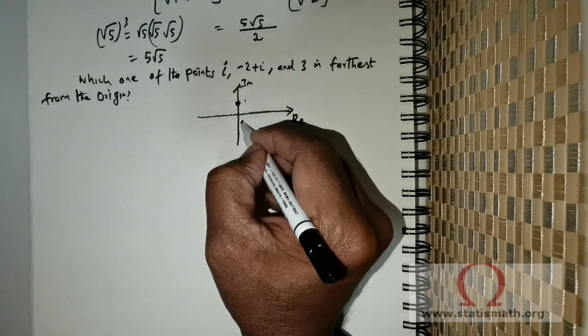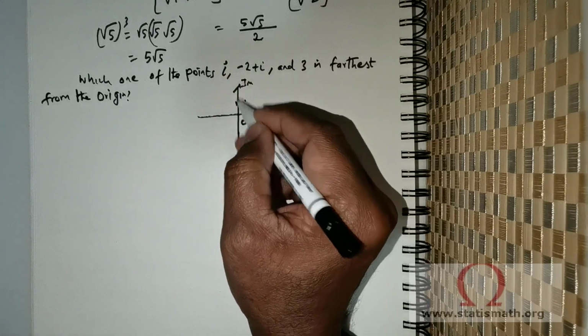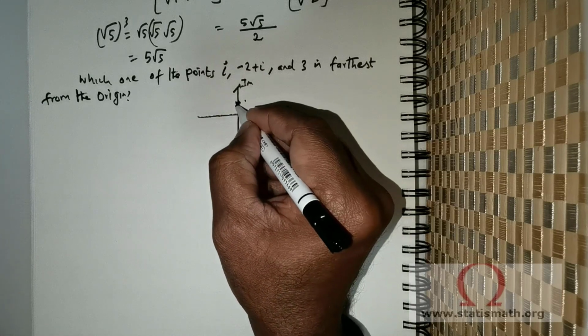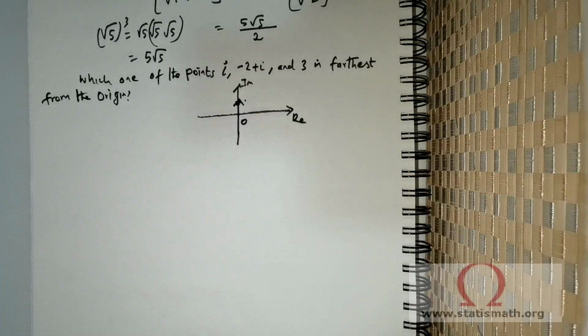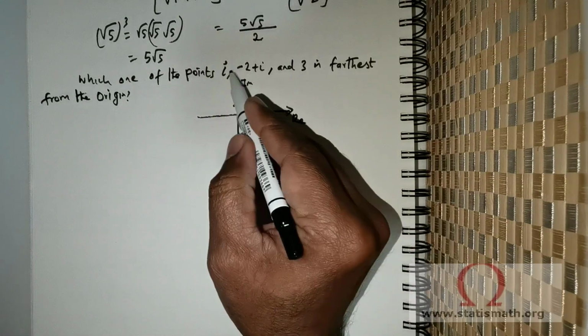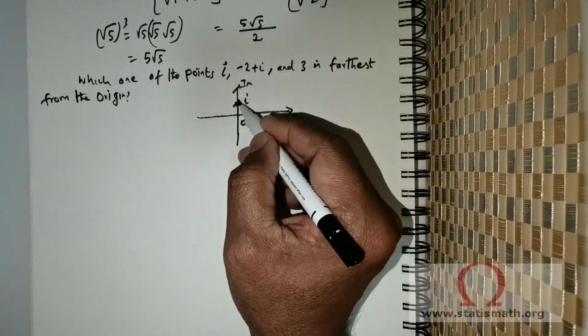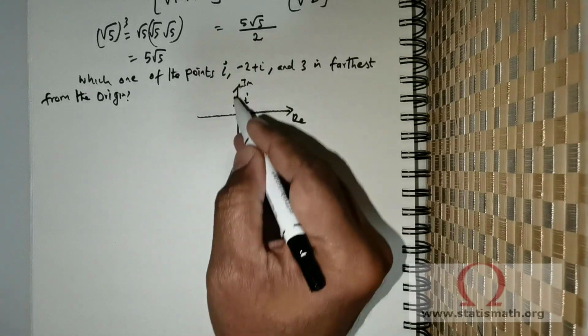If you were to draw the representation for this point by means of the position vector, then you need to draw a line like this and have a small arrow. So that is the representation for i. The distance of i is represented in this fashion.